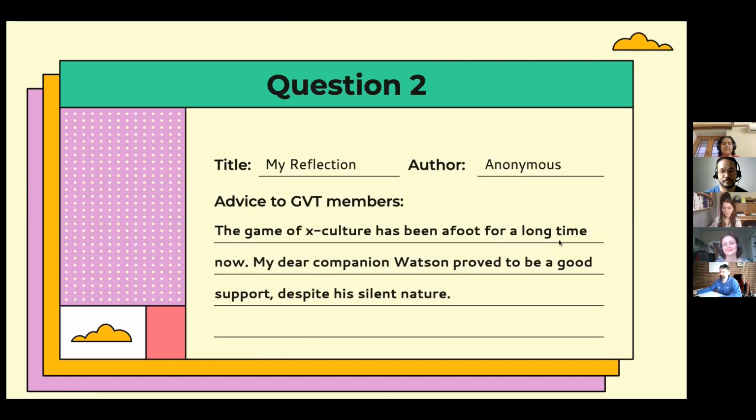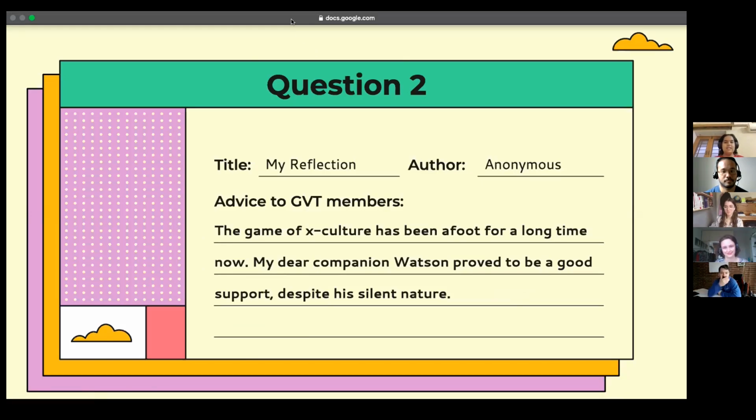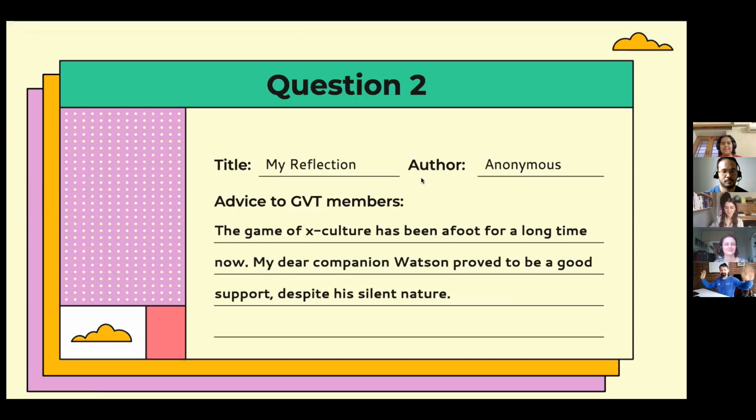The game of X culture has been afoot for a long time now. My dear companion Watson proved to be a good support despite his silent nature. Okay, so this one should be a pretty easy one. Again, you can just put your answers in the chat. No, this one's easy. So we put it in the chat? You can say, okay.